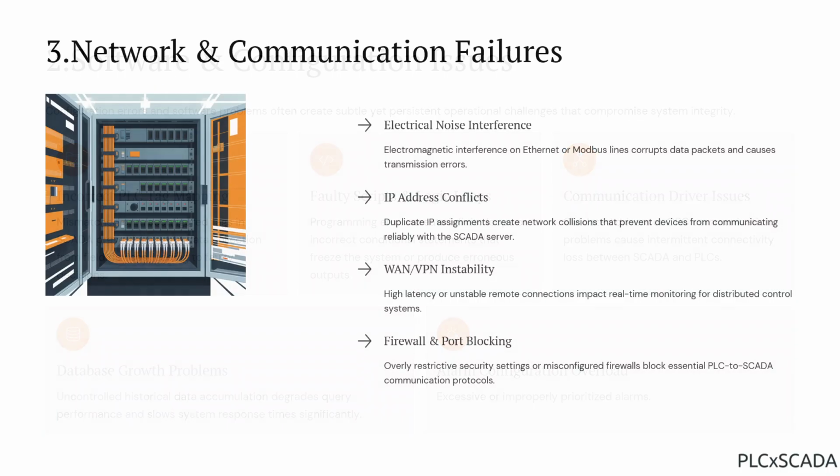Now next point, network and communication failures. The main reason is electrical noise interference. If noise enters the Ethernet cable or Modbus lines, it may cause transmission errors. This is caused when high voltage lines, instrument cables and communication cables are carried in the same cable tray.